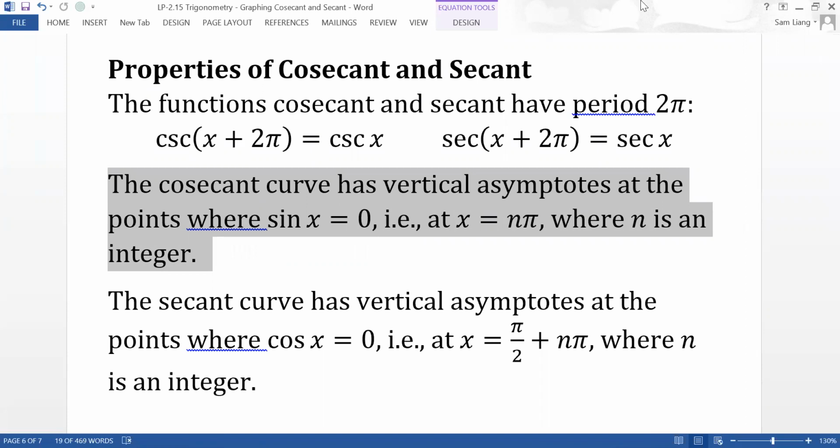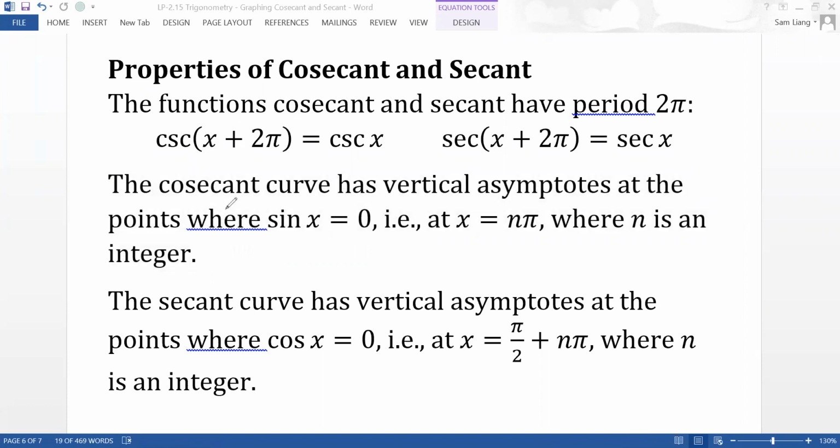The cosecant curve has vertical asymptotes at the points where sine x equals 0, i.e. at x equals n pi, where n is an integer. All right, thank you for that. So yeah, cosecant is 1 over sine. So wherever sine is 0, that will be multiples of pi, then there's going to be a vertical asymptote.